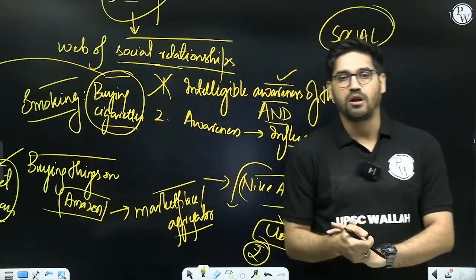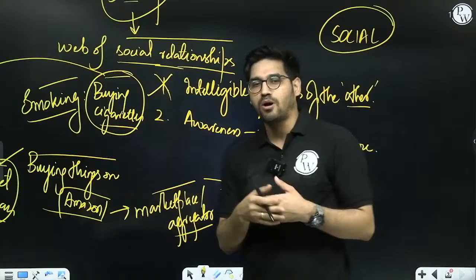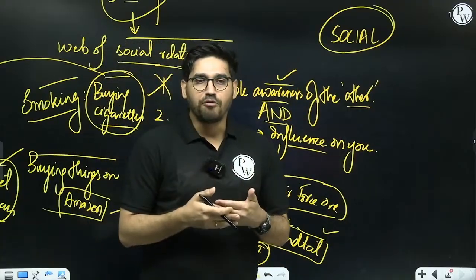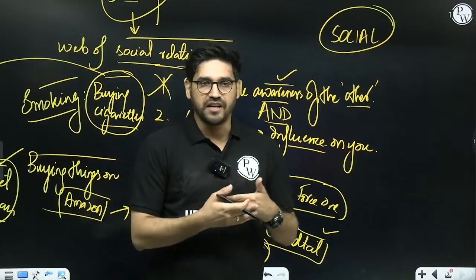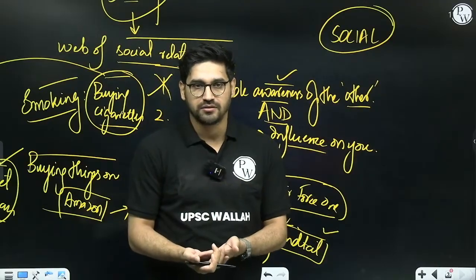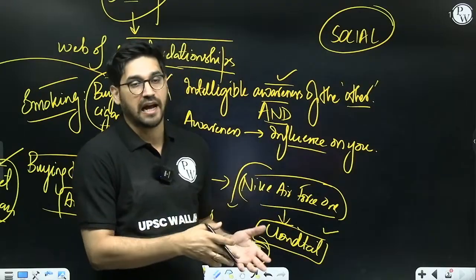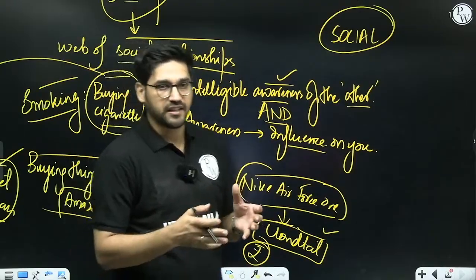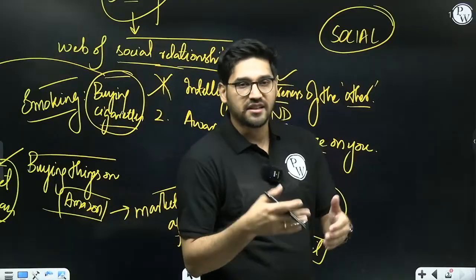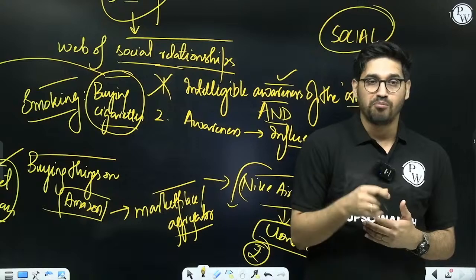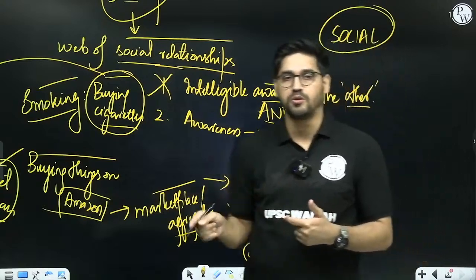For example, when a child is born to a woman, there is some sort of biological affinity between the mother and the child. Of course, there is a biological relationship in the sense that the child will have to be breastfed. Everything, the child has to be fed. That's a biological relationship between the child and the mother. But the relationship is also social.